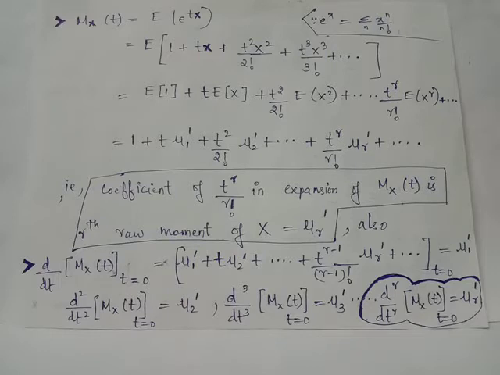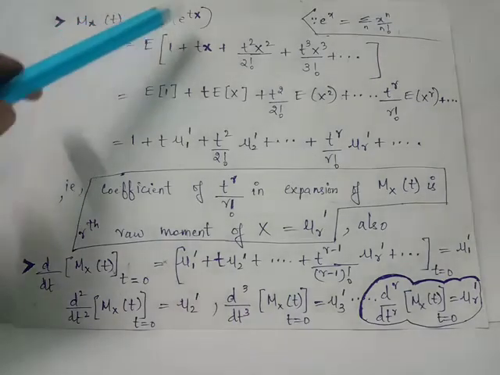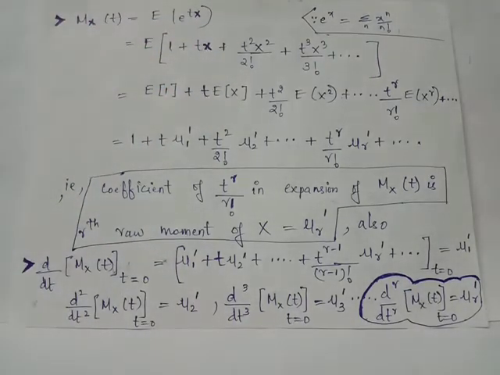We have expectation of e raised to tX can also be expanded as expectation of 1 plus tX plus t square X square upon 2 factorial plus t cube X cube upon 3 factorial plus etc. Because e raised to x has the expansion 1 plus x plus x square by 2 factorial plus x cube by 3 factorial plus etc. Because e raised to x can also be written as summation over n of x raised to n upon n factorial. We just substituted x equals tX in this expansion and we obtained e raised to tX can be written in this format.